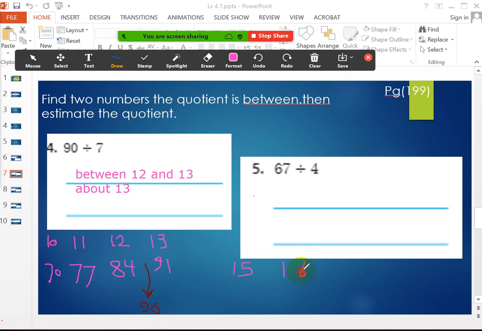16, 17. Okay, you can start from 10 because the number consists of 2-digit numbers. So let's start. To find the multiples, I have to multiply 4 with the counting numbers. That means 15 multiply 4.